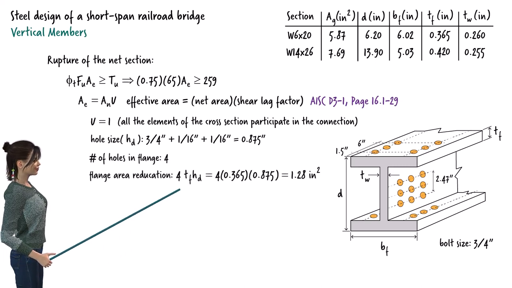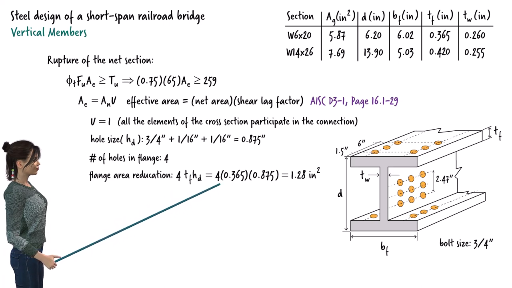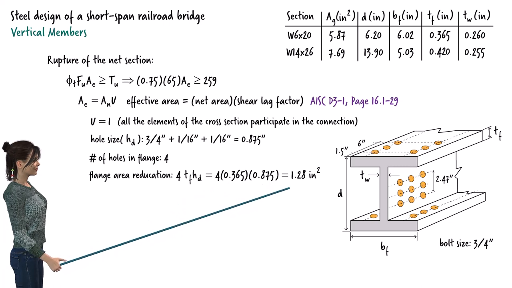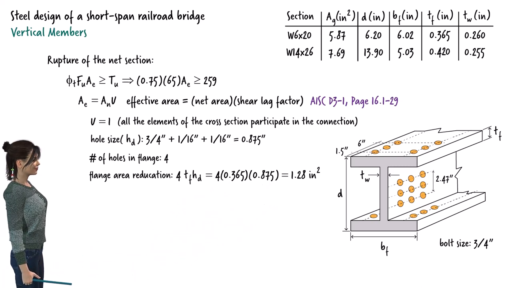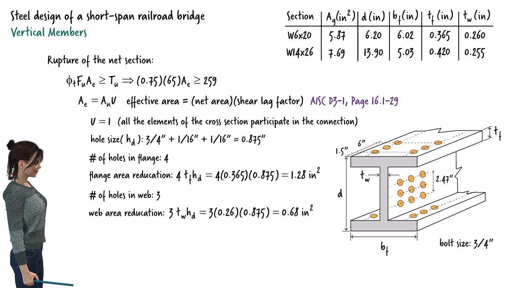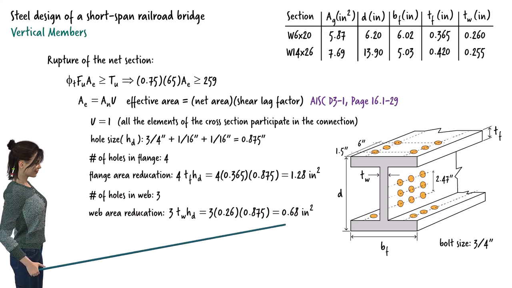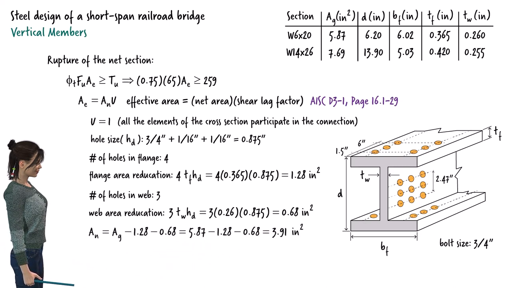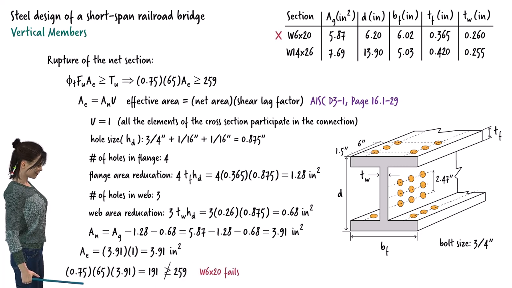The flange thickness for W6 by 20 is 0.365 inches, so we get an area reduction of 1.28 square inches due to the holes in the two flanges at a typical cross-section at the connection. The area reduction due to the three holes in the web equals 0.68 square inches. So, the net area of the cross-section is 3.91 square inches. This results in an effective area of 3.91. The rupture strength for the section, therefore, equals 191 kips.